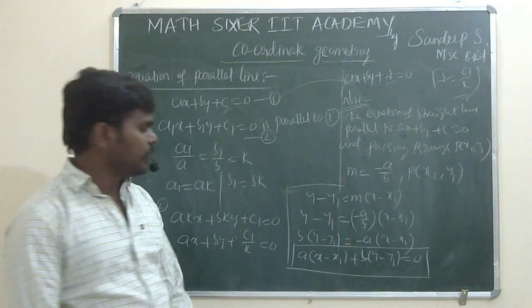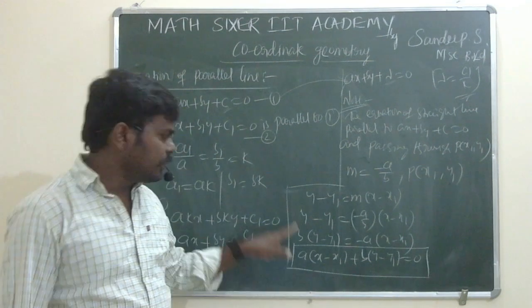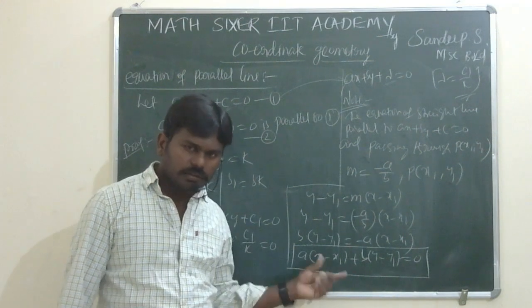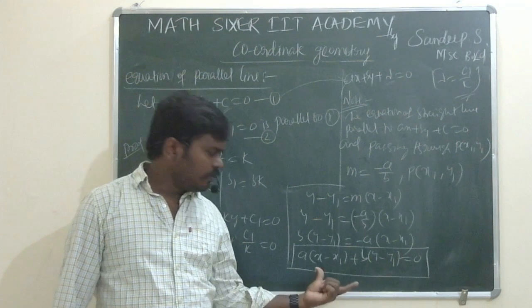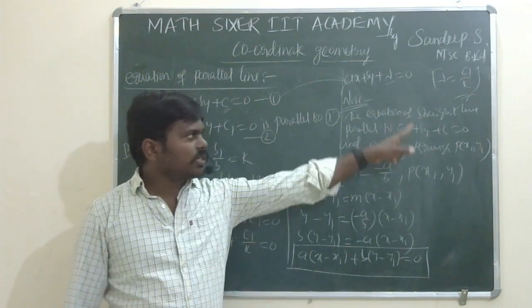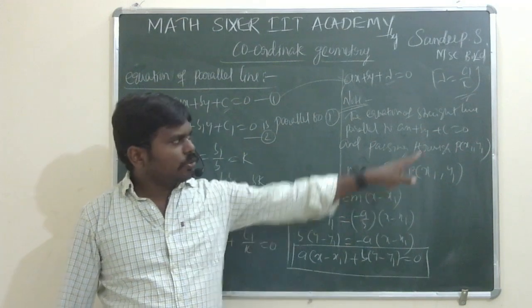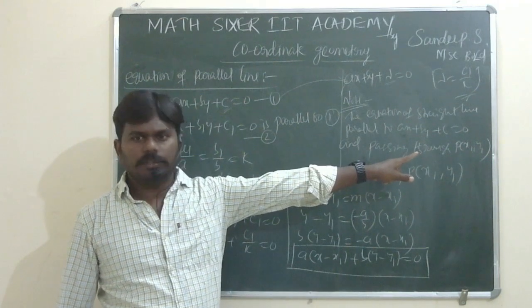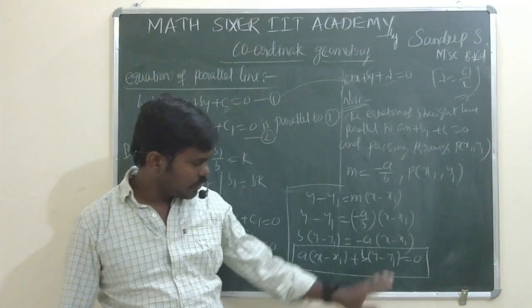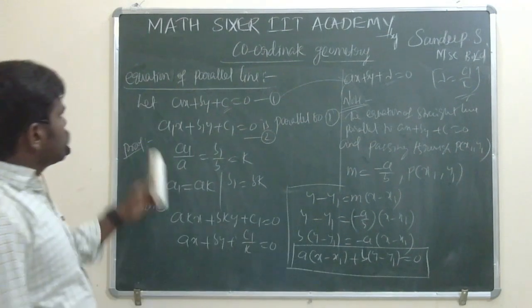Okay, so what does this mean? This is the equation of a straight line which is parallel to ax plus by plus c is equal to 0 and also which is passing through the point P of x1 comma y1. Okay, so that is this one. So this is about the parallel.